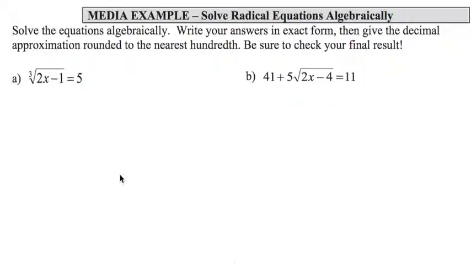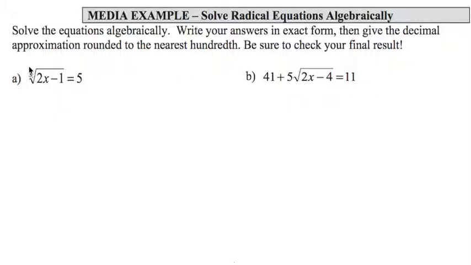In this problem, we are asked to solve equations algebraically, write our answers in exact form, then give the decimal approximation rounded to the nearest hundredth. We're also asked to be sure to check our final result. These are radical equations. The first one is a cube root. That's what the 3 is right here.